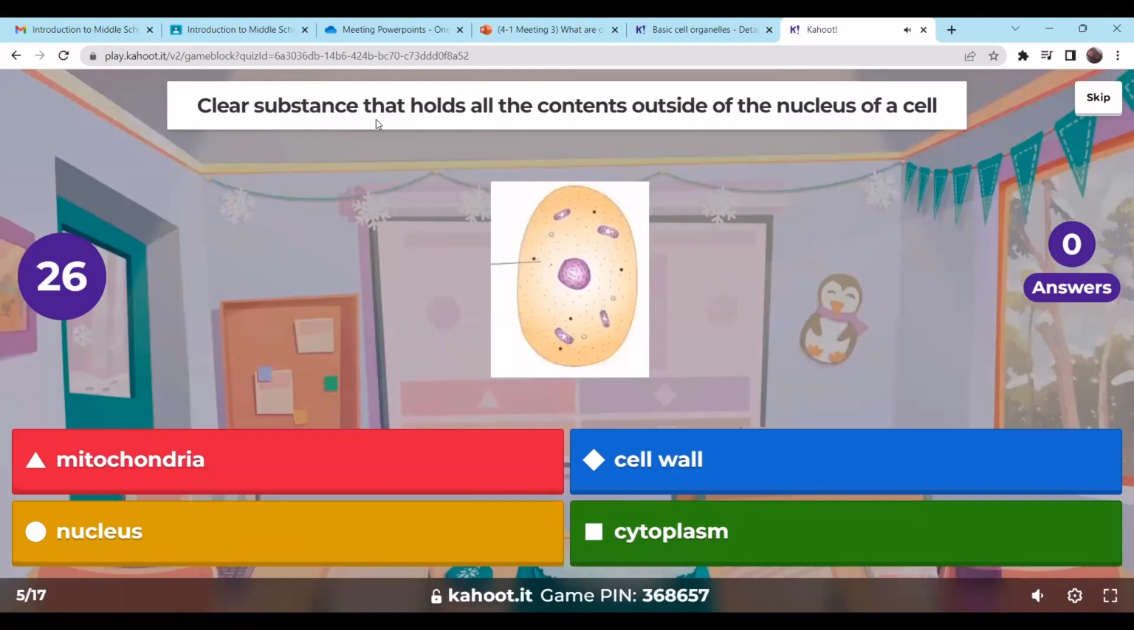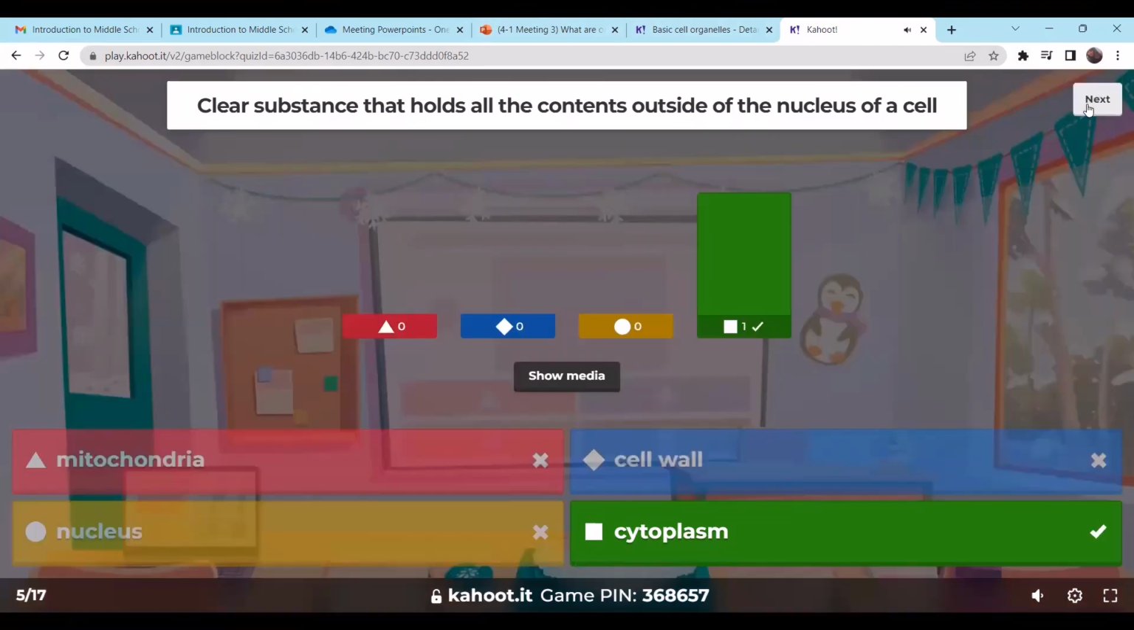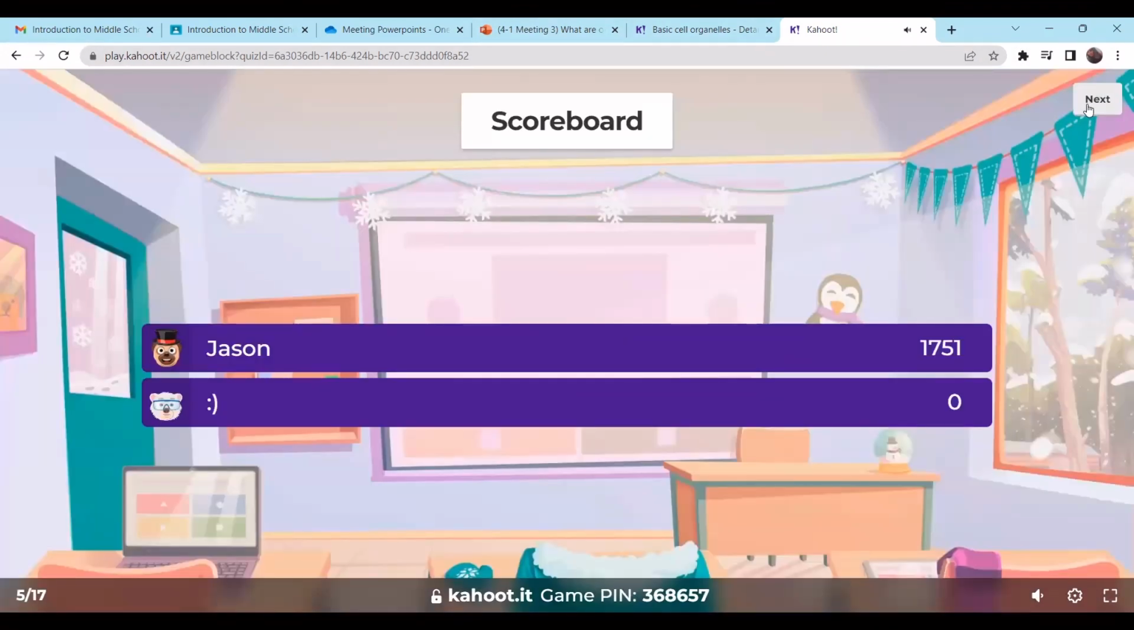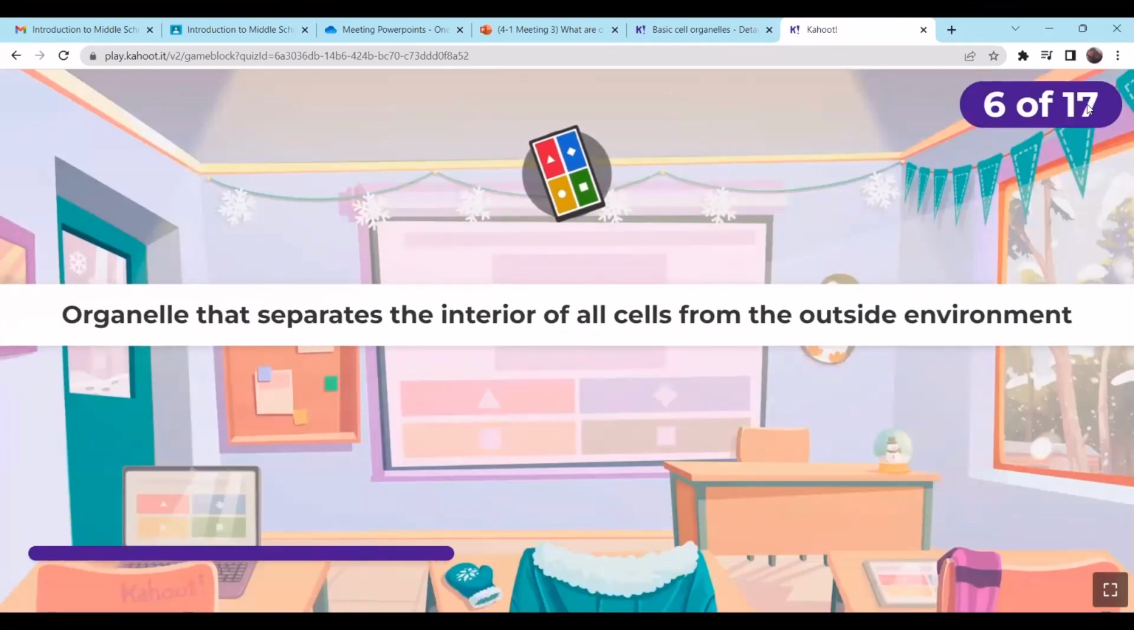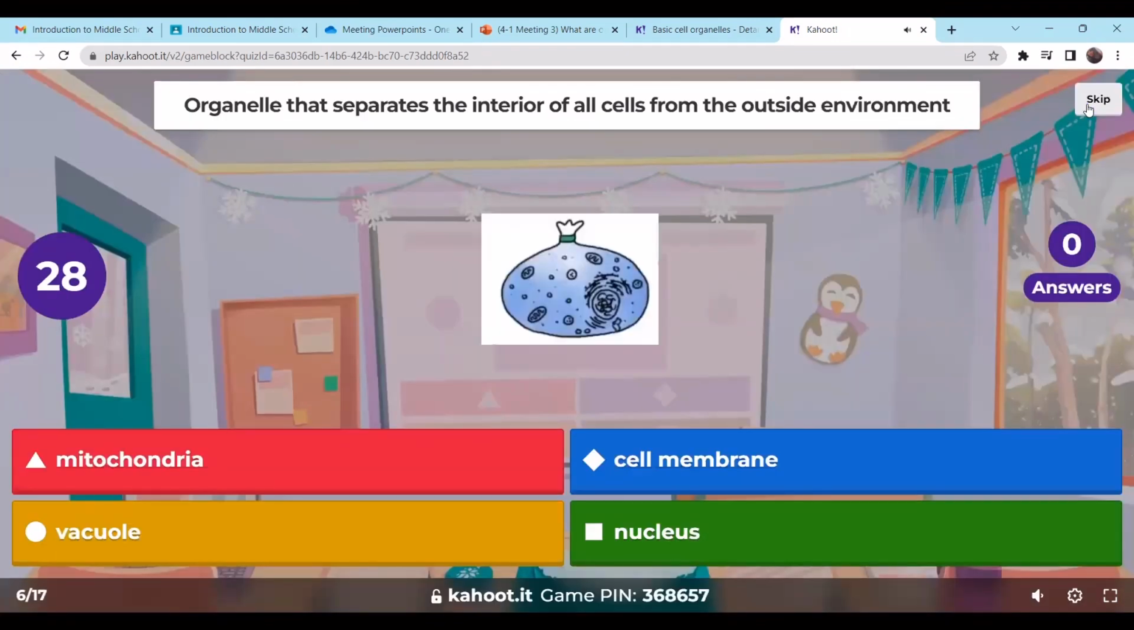So, again, this question says clear substance, not an organelle. So that's kind of the main thing for this question. And the answer would be cytoplasm. Good job. This question is kind of phrased in a very weird way, but yeah.